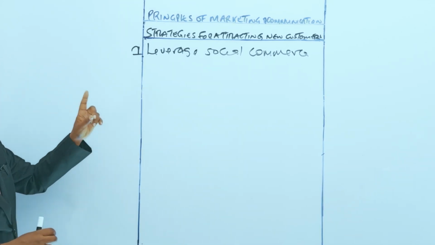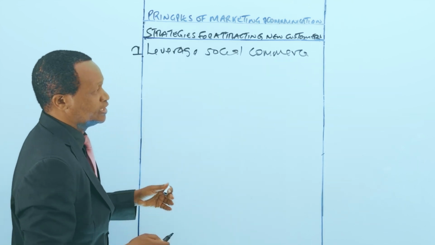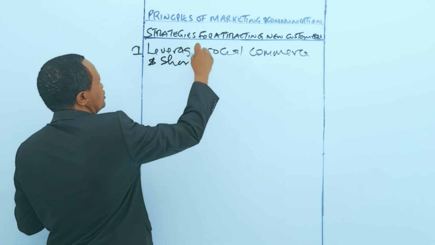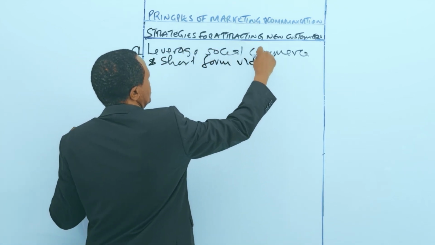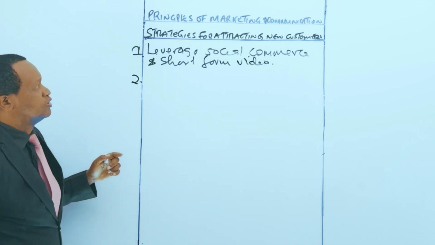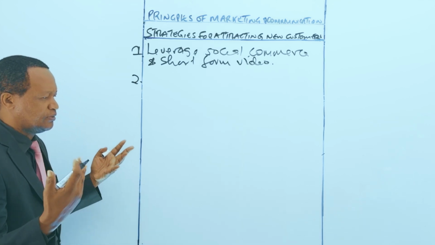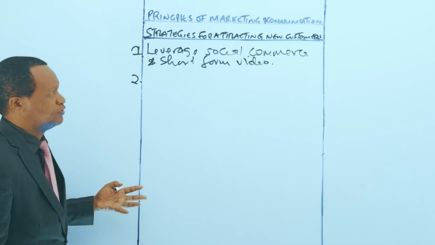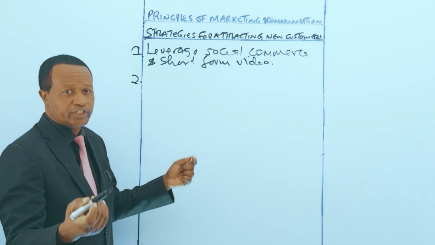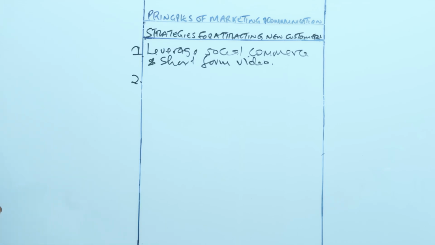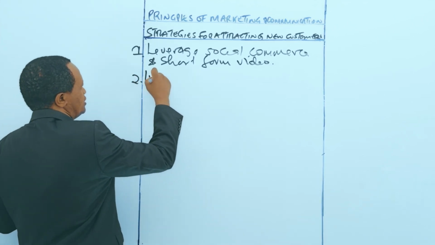You understand? So leverage social media and also short form videos. That's the first way to attract new customers, because candidates, most people now are on social media. Most people have the mobile phone, and therefore you can reach them on their phone through videos and edutainment content. That's the first strategy.